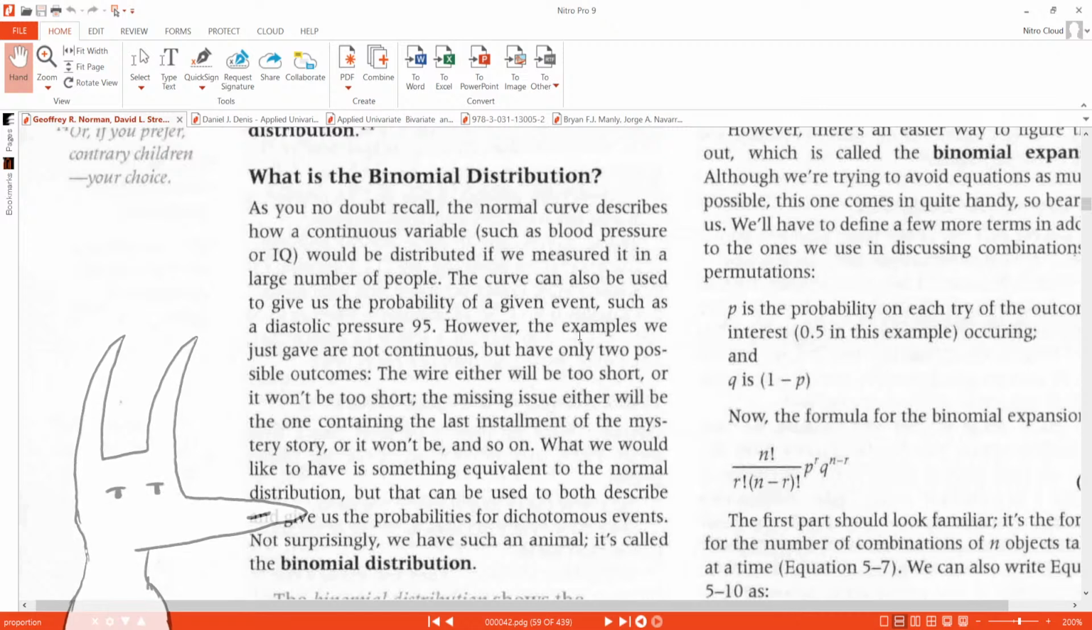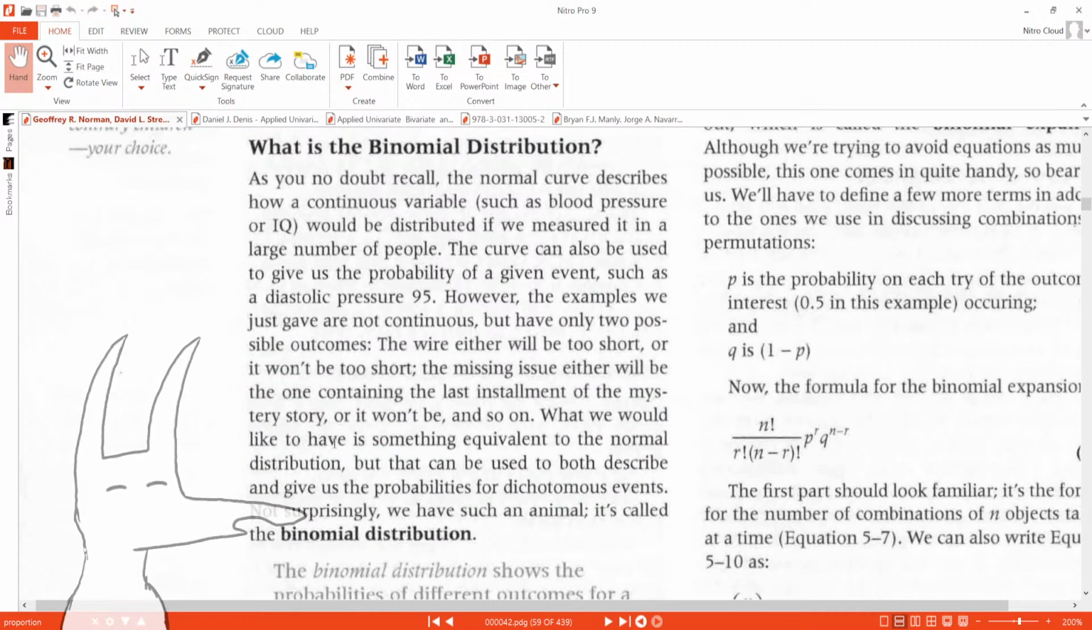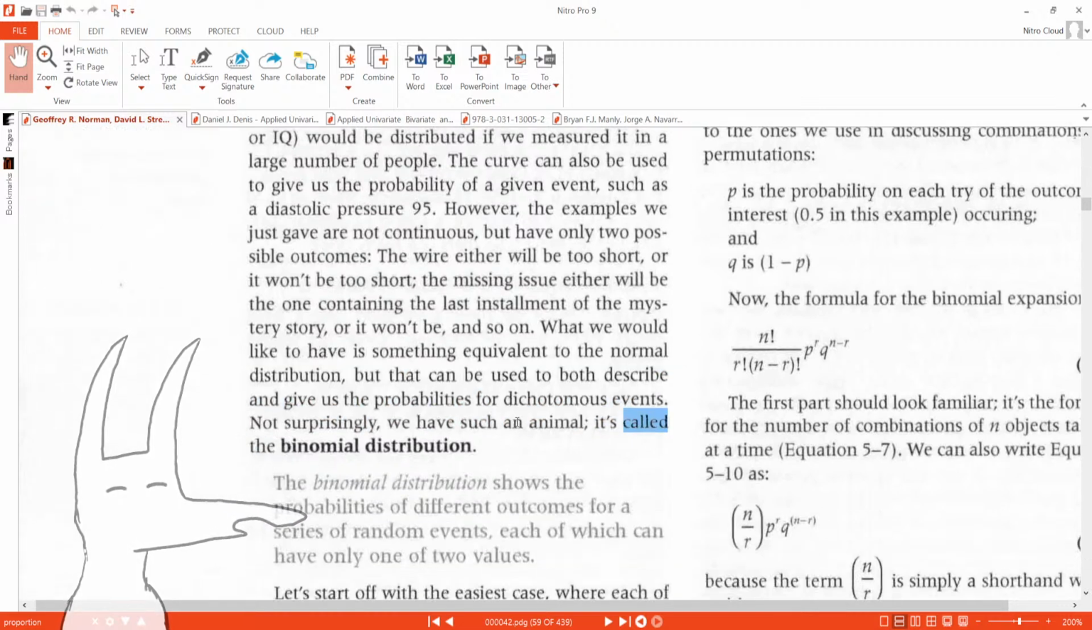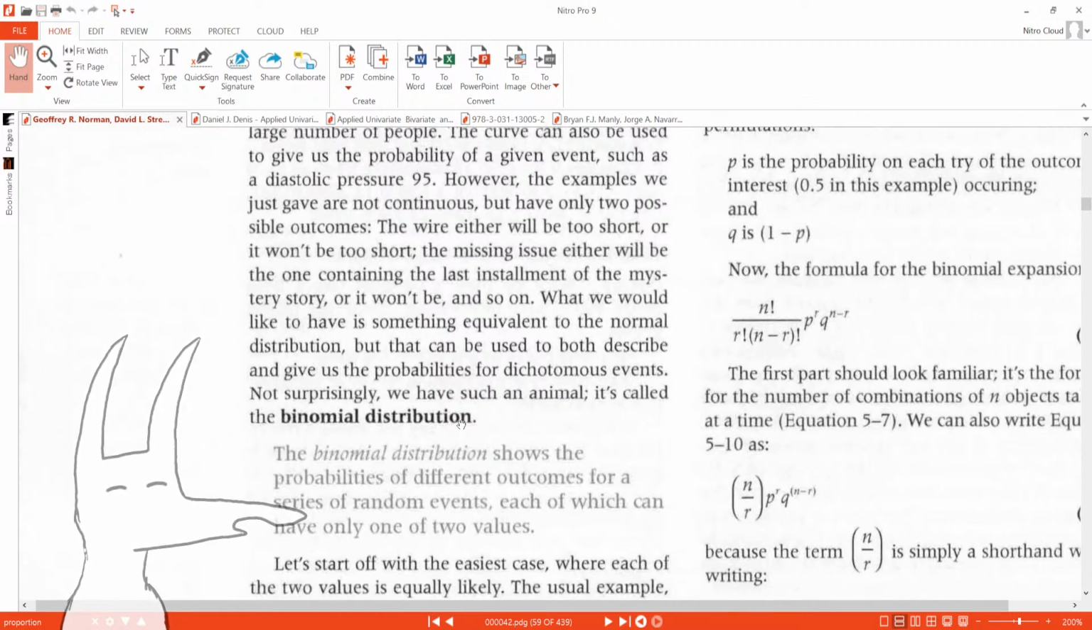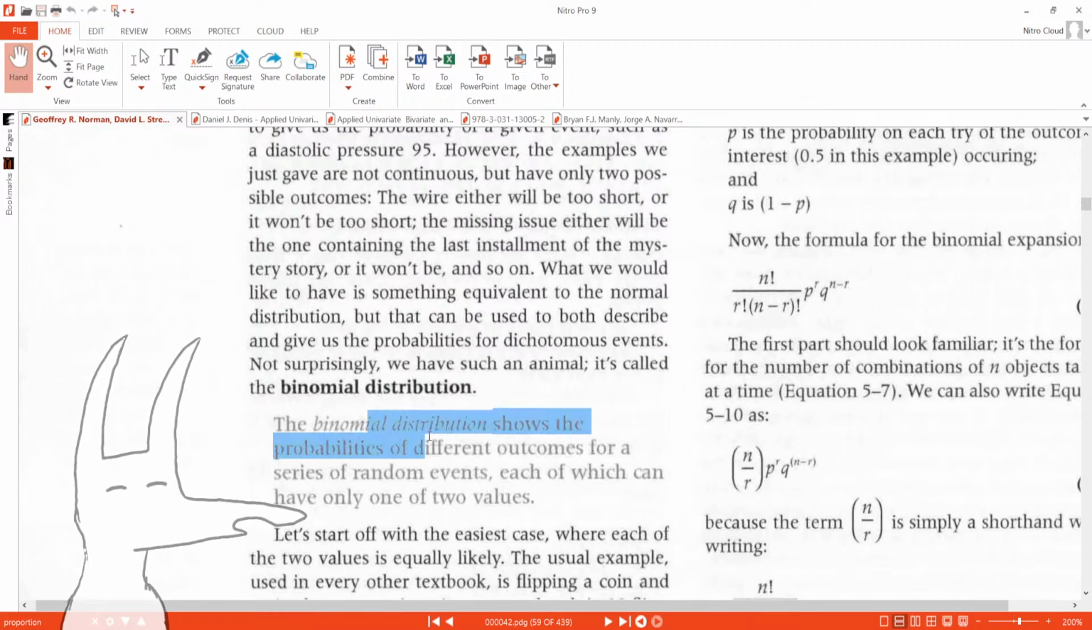However, the examples we just gave are not continuous, but have only two possible outcomes. The wire either will be too short or it won't be too short. The missing issue either will be the one containing the last installment of the mystery story, or it won't be, and so on. What we would like to have is something equivalent to the normal distribution that can be used to both describe and give us the probabilities for dichotomous events. Not surprisingly, we have such an animal. It's called the binomial distribution. The binomial distribution shows the probabilities of different outcomes for a series of random events, each of which can have only one of two values.